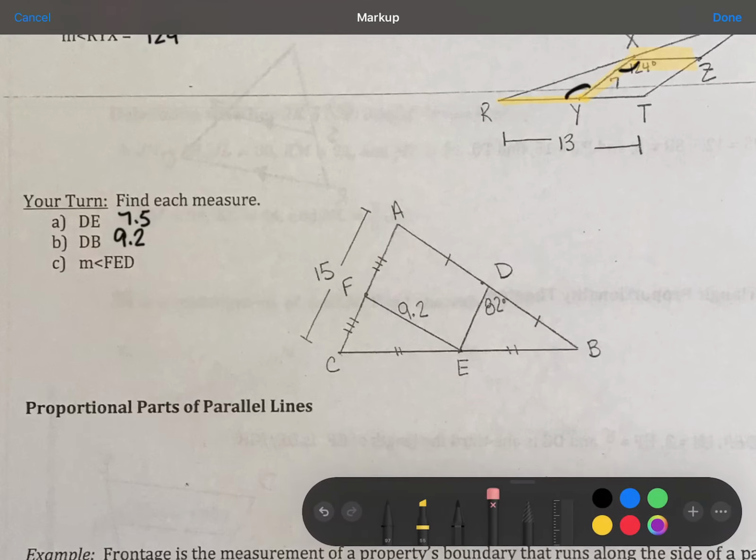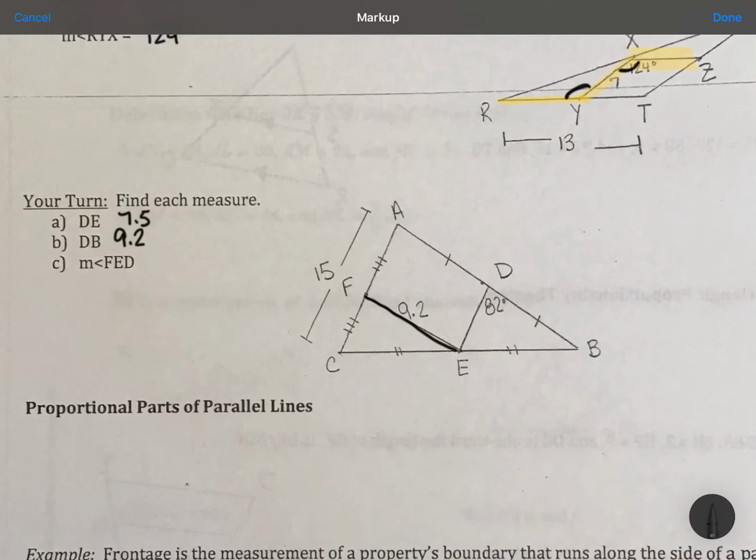And then let me erase all that junk. Now let's take a look at FED. Angle FED is this angle here, and it is congruent to this angle 82 because of the letter Z. So it's also 82 degrees. Did you get them right?